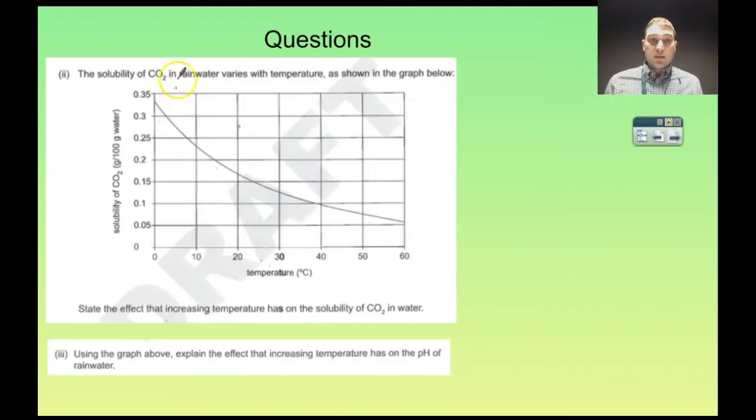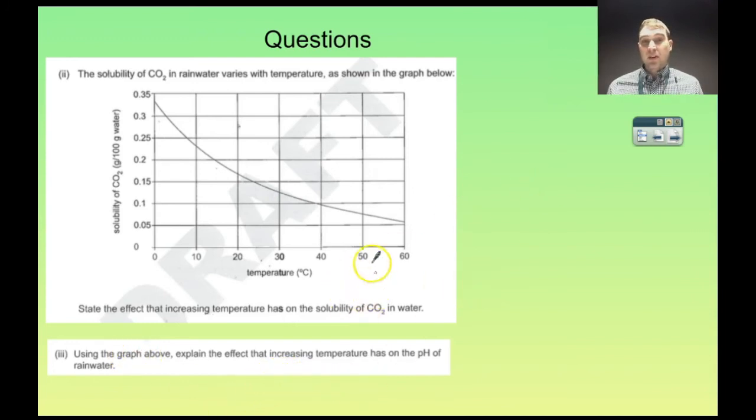So here's some questions. Solubility of carbon dioxide and water varies with temperature, as shown in the graph below. State the effect the increase in temperature has on the solubility. So if we have a look at the temperature, as the temperature increases, the solubility is decreasing. So that's the effect. So the solubility decreases as the temperature increases. And this is true. As you heat up water, the gas comes out of the water and goes back into the atmosphere.